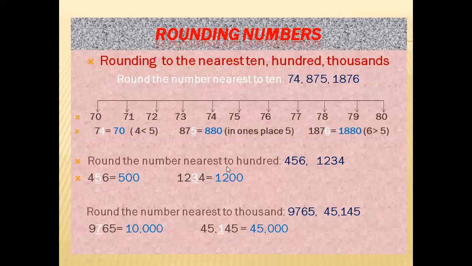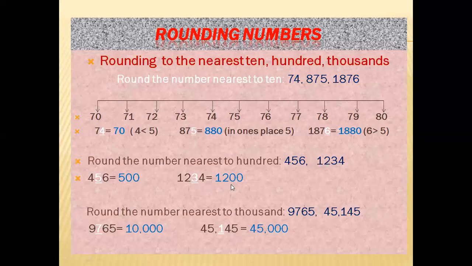1234. Nearest to 100 means we have to see the tens place digit. Which digit is there in the tens place? 3. This 3 is less than 5. If the tens digit is 1, 2, 3, or 4, which is less than 5, then the hundreds place digit remains the same. It will not change to the next number. So 1234 remains the same in the hundreds place, because the tens place has 3, so it will become 1200.